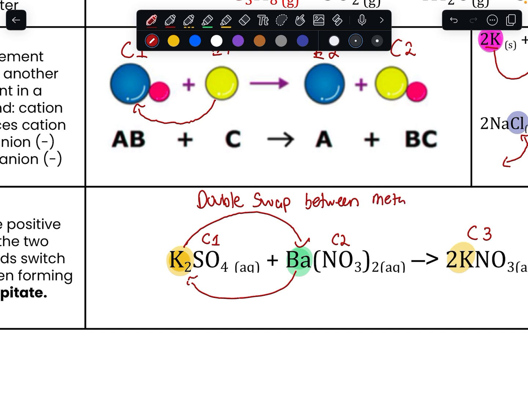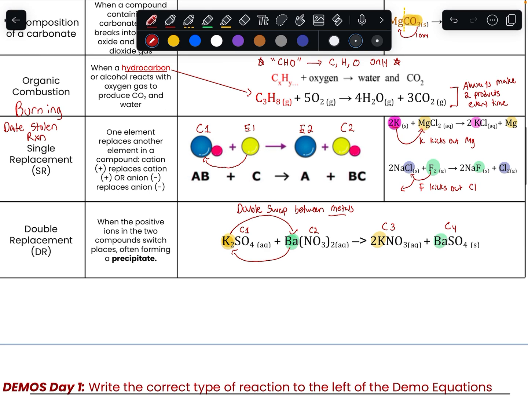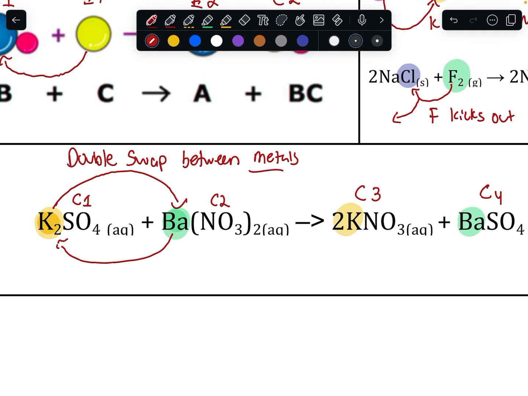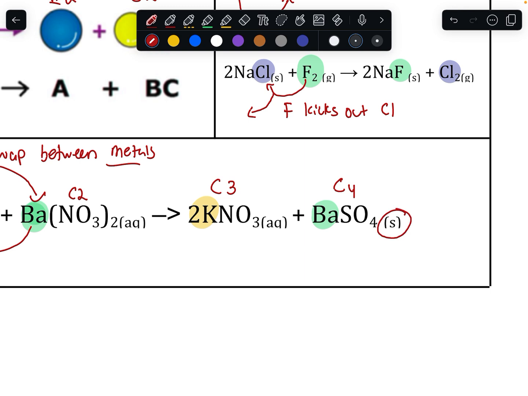All right, so rule of thumb on this one, if your equation's really, really long, chances are it's probably a double replacement. Now, in my description, I say that you often form a precipitate. So you'll see that both compounds on the left side of the equation are in the aqueous form, and one of the compounds often ends up being solid to the right as a product. So this BaSO4 would be our example of a precipitate.